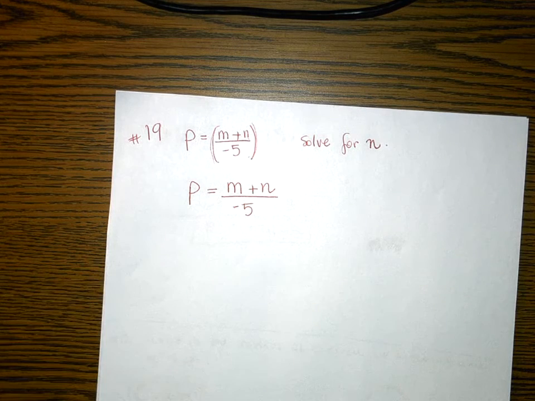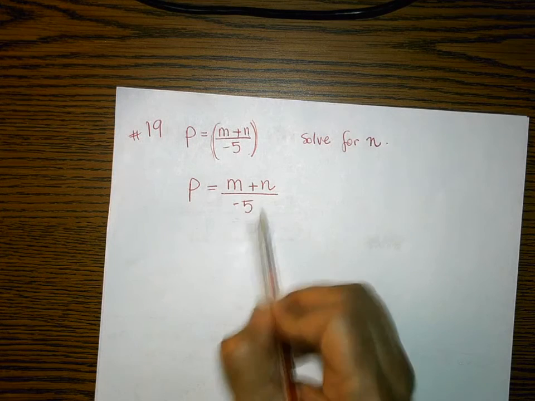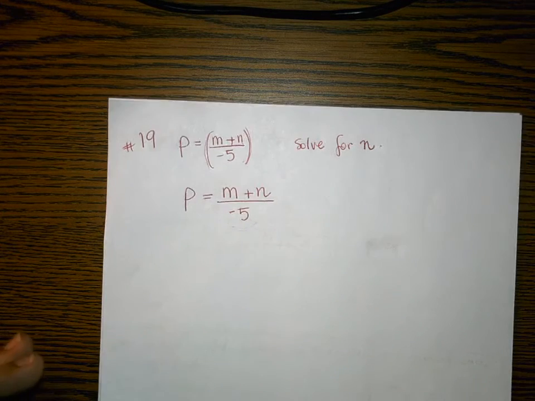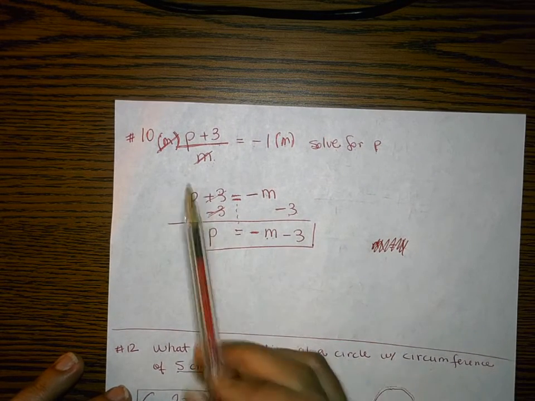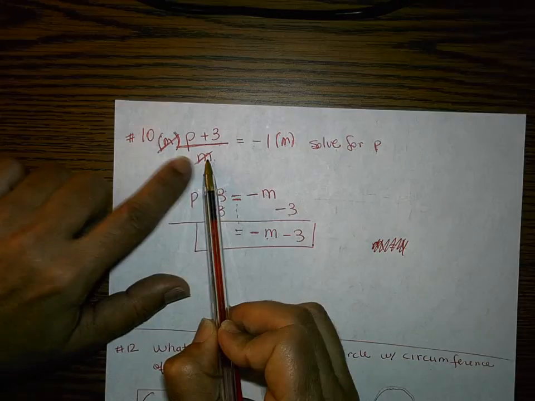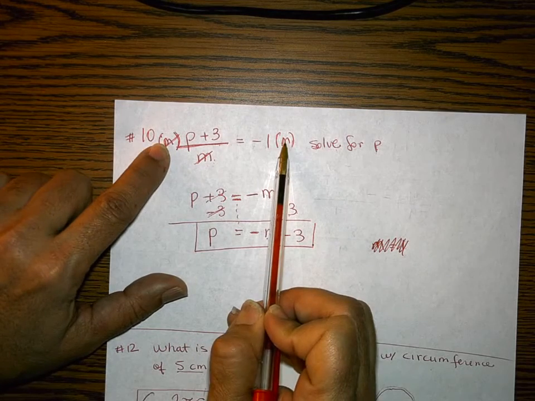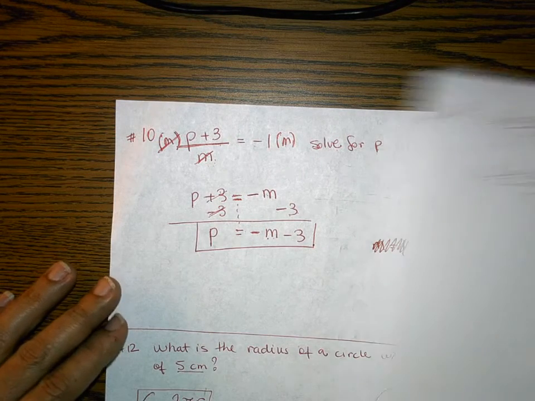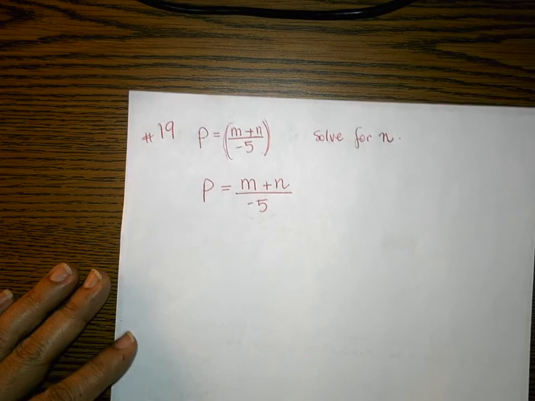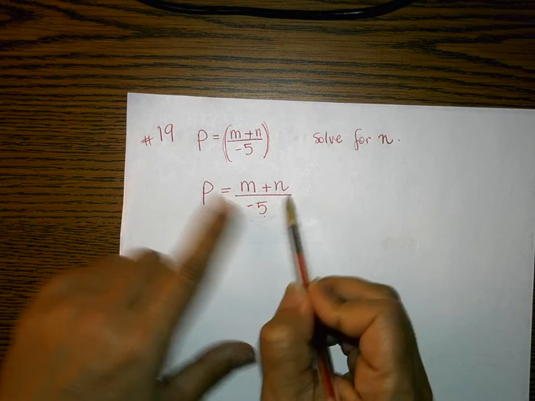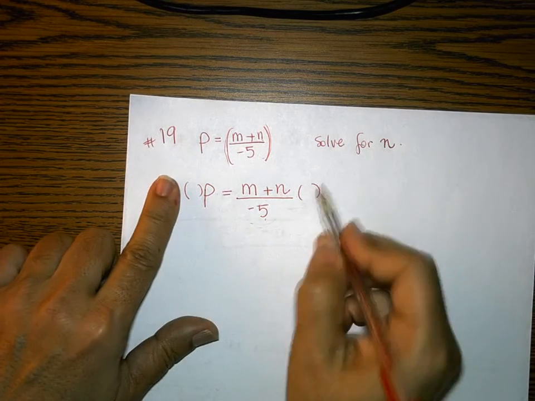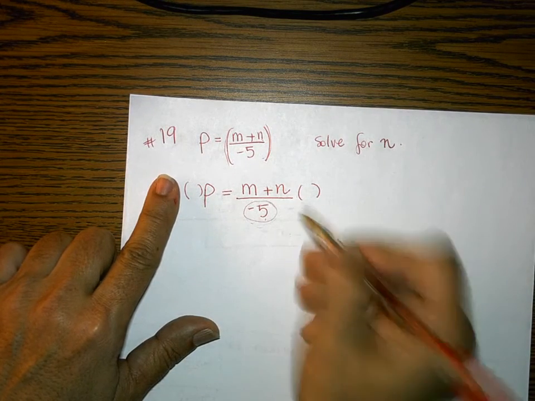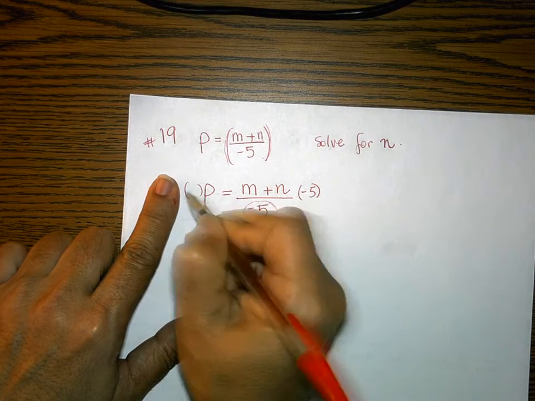If you notice my previous example, how did I get rid of a denominator? Let's go back, if you wrote it down, right here on problem number 10. How did I get rid of this M? I multiplied both sides by the M itself. So let's go back to our problem number 19. If I want to get rid of the -5, I'm going to multiply both sides, the left and the right, by the denominator that I want to get rid of. So I'm going to multiply by -5, multiply by -5.